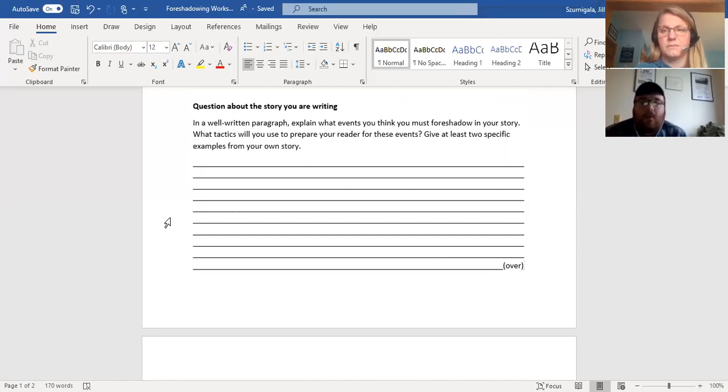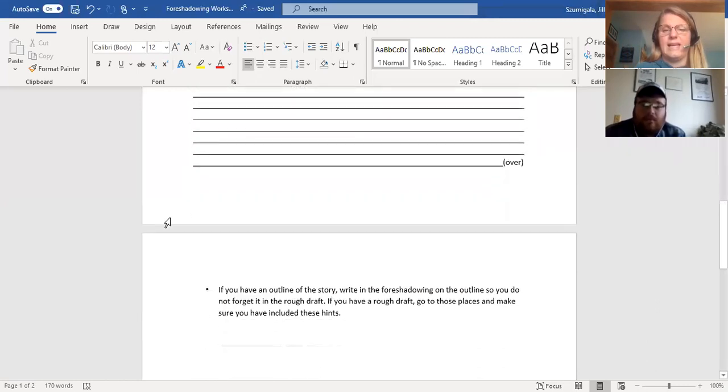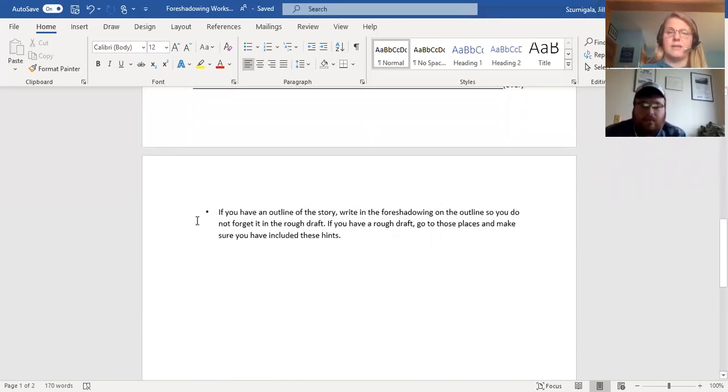So think about what you want to include as that thing that is the foreshadowing, whether it's setting, whether it's something that's said, whether it's language that's just written in there. Think about what tactics you want to use and think about what big thing in your story is worthy of foreshadowing.